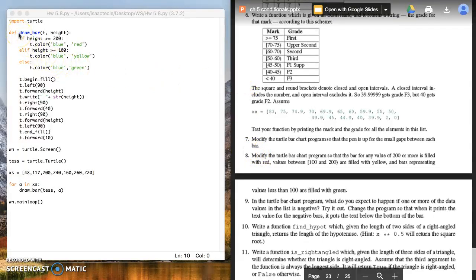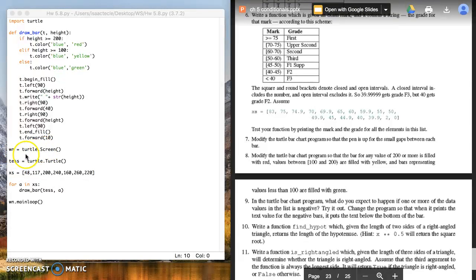So pretty much I imported the turtle, then did def draw_bar(t, height). So if the height was greater than or equal to 200, t.color, so the outline of the bar graph would be blue, but it will fill red. Then elif height, so if height was greater than or equal to 100, it would outline blue but fill yellow. And then else, anything else, it would outline blue and it would fill green. So these are my functions to actually build the bar graph.